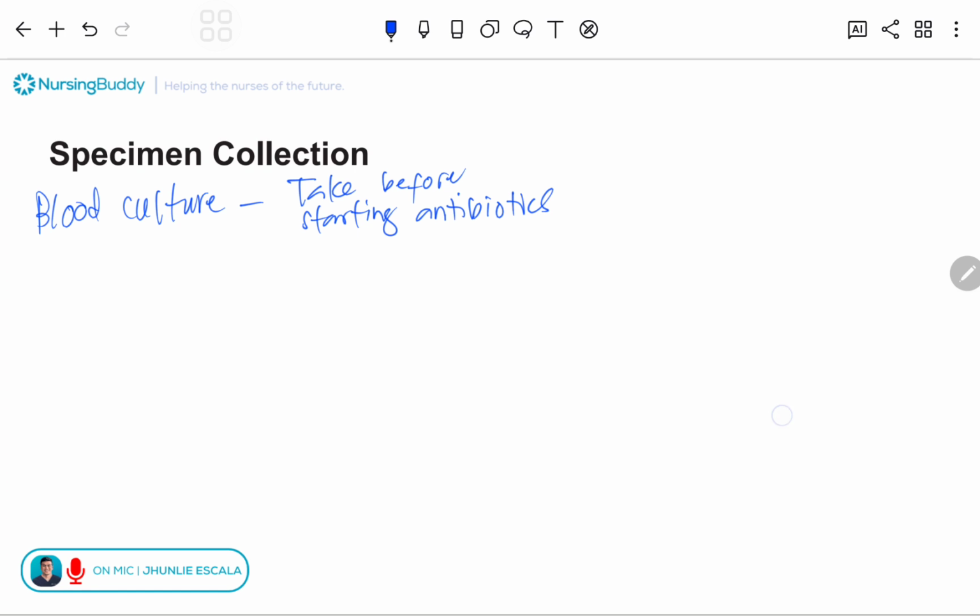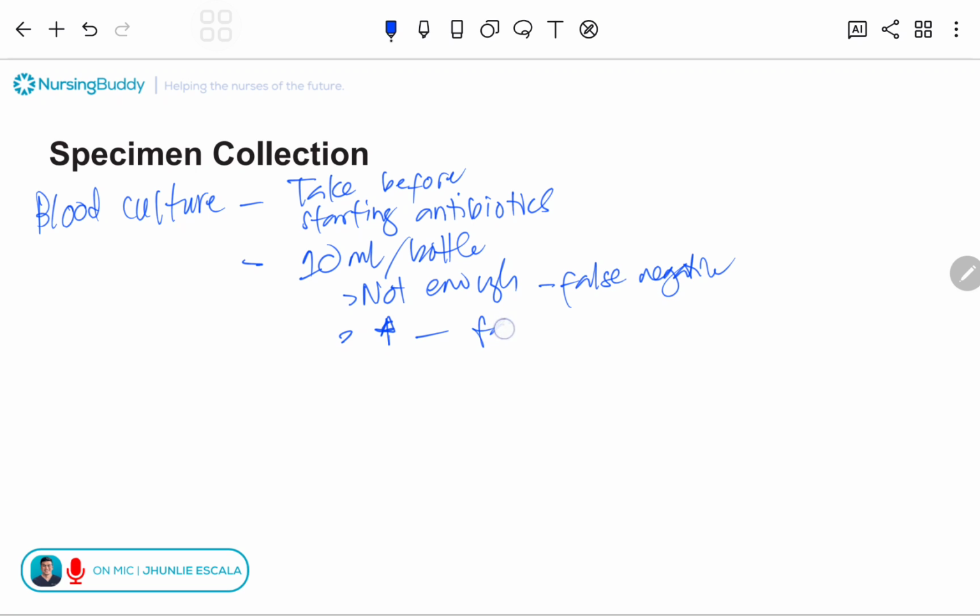Tandaan po natin na it should be 10 ml per bottle. Makakuha po natin na blood po. So, kapag not enough po ang makuha natin, kapatid, this would give us false negative results. Kapag naman too much, of course, this will also give us another false or inaccurate results. So another thing, class, is your wound culture.